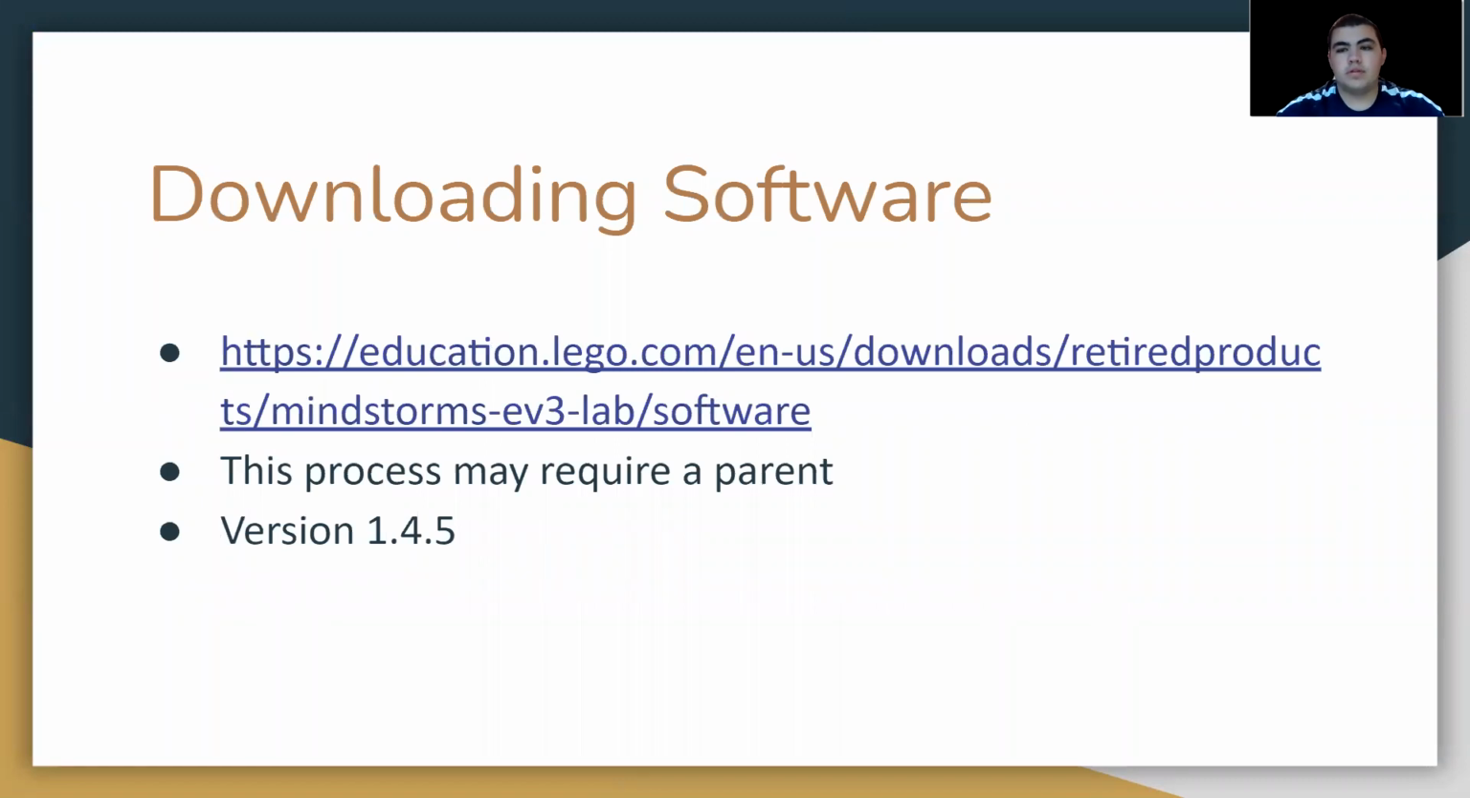So the first step you're always going to want to do is actually download the programming software. To do that, you're going to go to this URL, which will be posted in the comments. And you're going to use version 1.4.5, and this will make sure you have all of the sensor options, or the different options you need to complete the rest of this series of lessons.